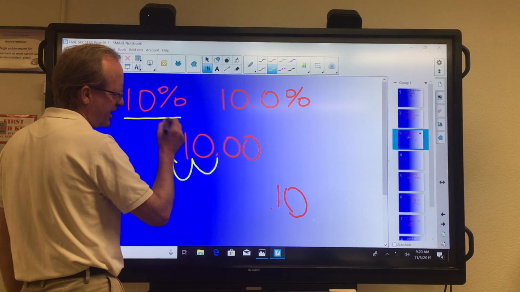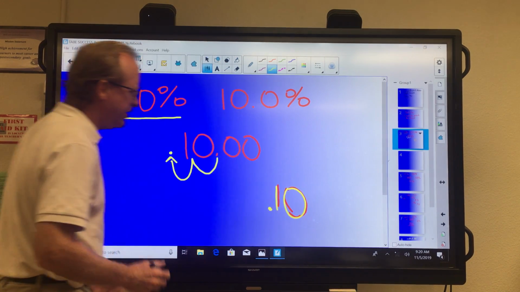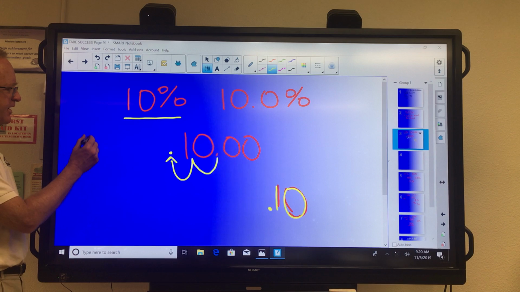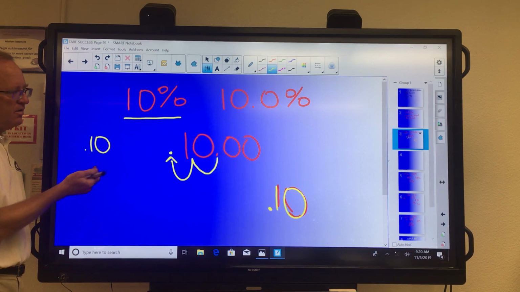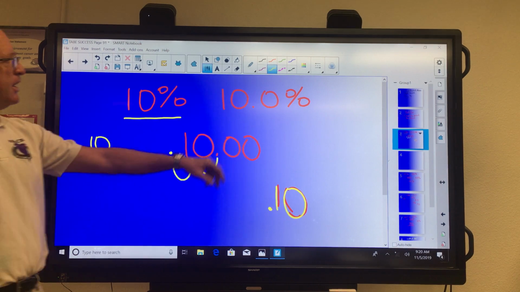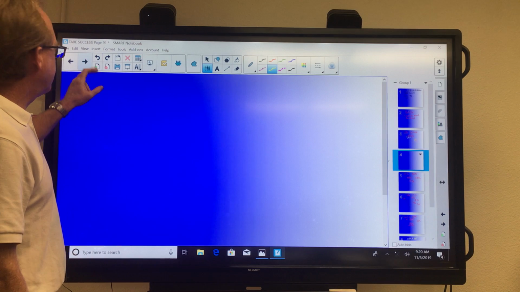So 10% becomes 0.10. And we talked about this before where decimals and percents and fractions are just different ways to say the same thing. And you know that if you have this of $1, that's 10% of $1. Okay? So 10%, 0.10.